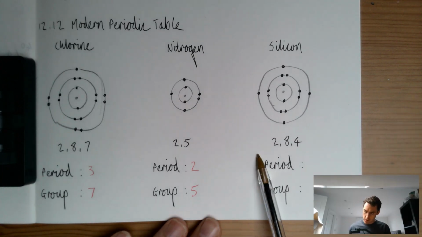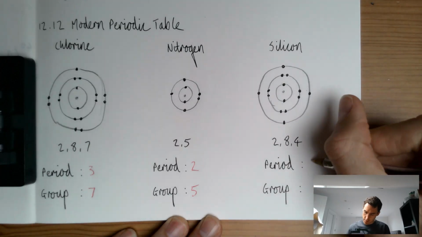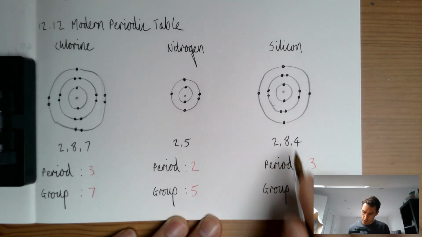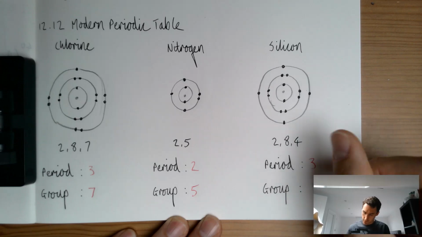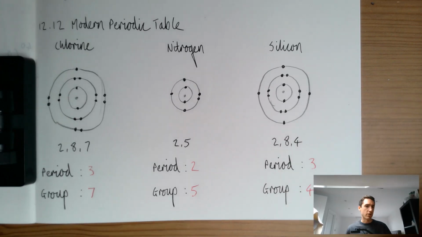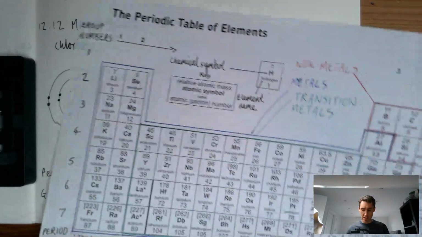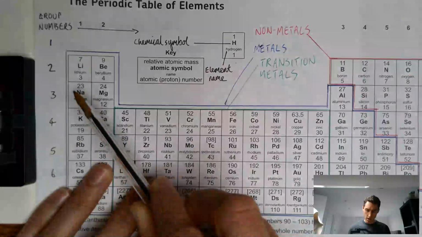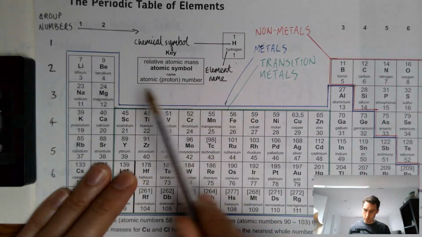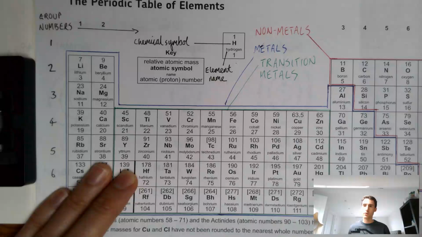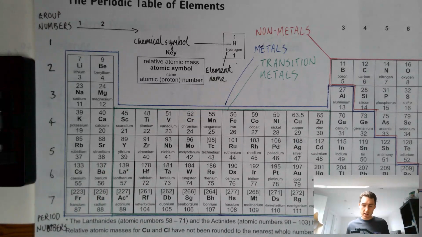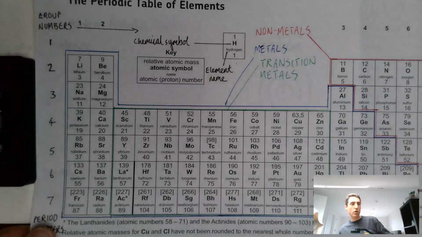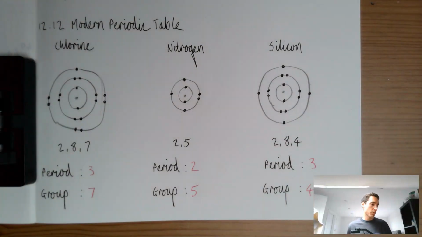And again, we could do the same here. So silicon is going to be period 3 because it's got 1, 2, 3 shells, and it's going to be group 4 because it's got 4 in the outer shell. And again, you can go back to the periodic table one last time and just show that. So we've said 1, 2, 3, and then group 1, 2, 3, 4. Hey presto, there is silicon. So it's worth modelling that. It shouldn't take you too long, but it's really good for students to get some practice at that.